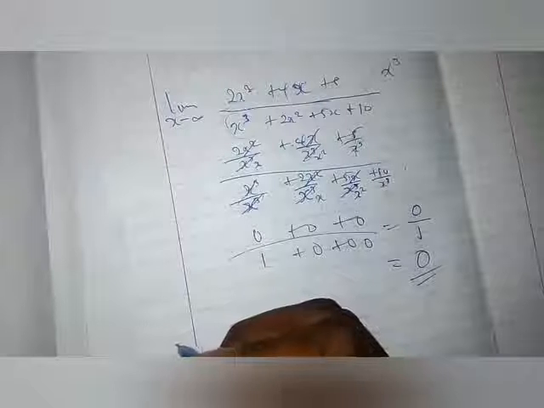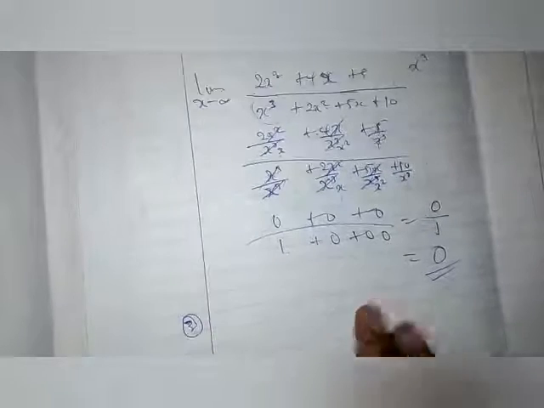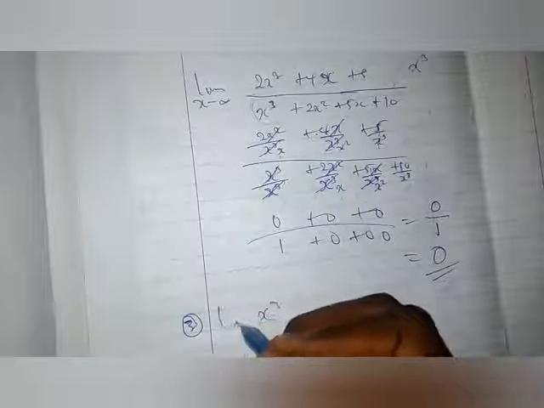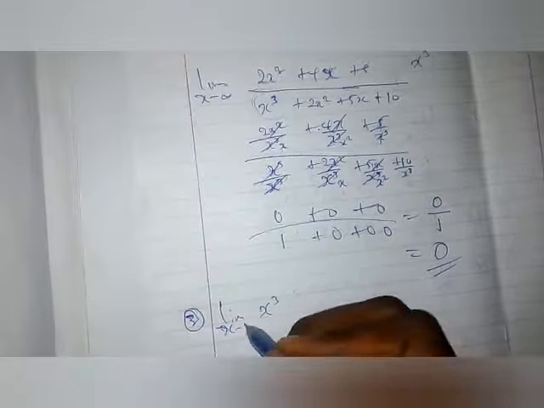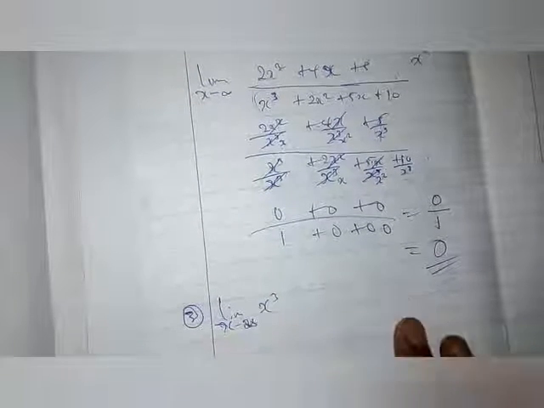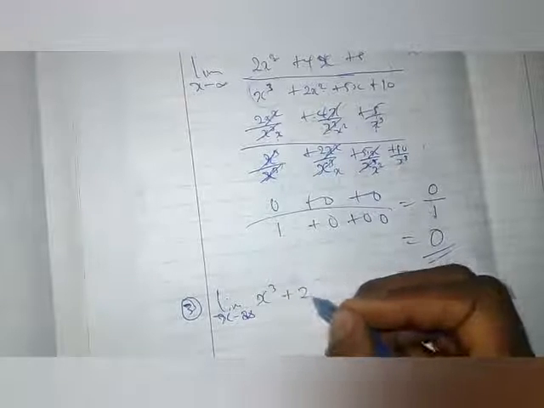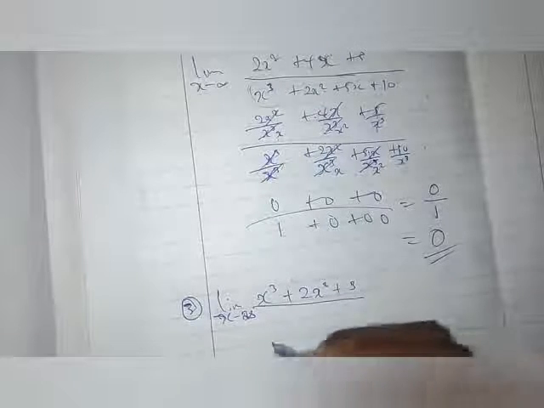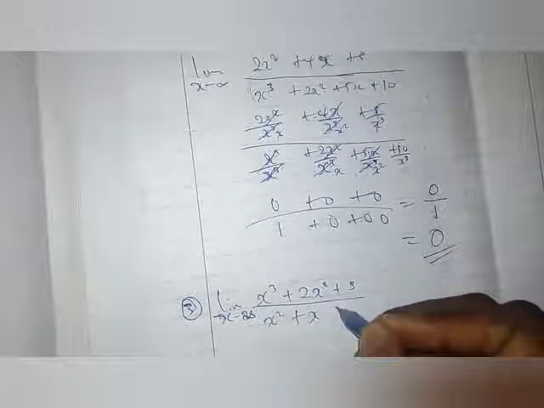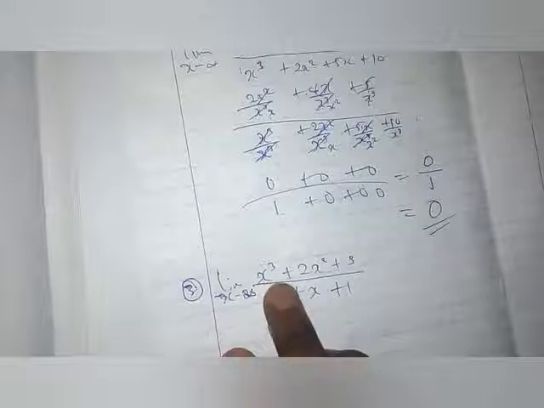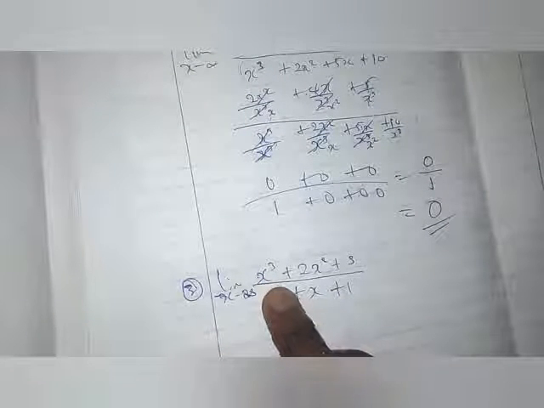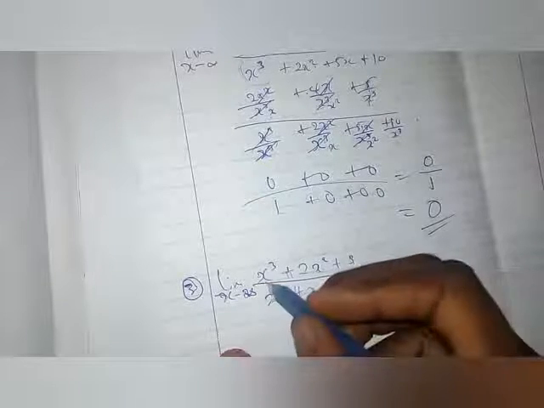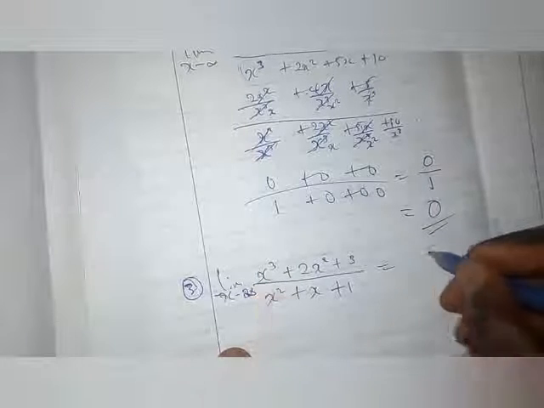So let's check the third one. The third one is when we are finding the limit as x tends to infinity of this function: x to the power of 3 plus 2x squared plus 3, all over x squared plus x plus 1. Here the highest degree of x is up here, so just divide through by the highest degree of x.